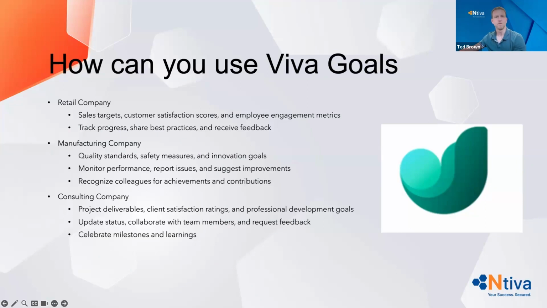How do you use Viva Goals? Viva Goals can be used by any company that fosters a culture of goal setting, feedback, and recognition. Retail companies can set sales targets and track their progress. Manufacturing companies can set quality standards and monitor performance. And consulting companies can set project deliverables and collaborate with their team members, all within the Viva Goals platform. So Viva Goals definitely works hand in hand, I think, with the learning aspect, and they put the goals behind it, how it rolls up within the organization.